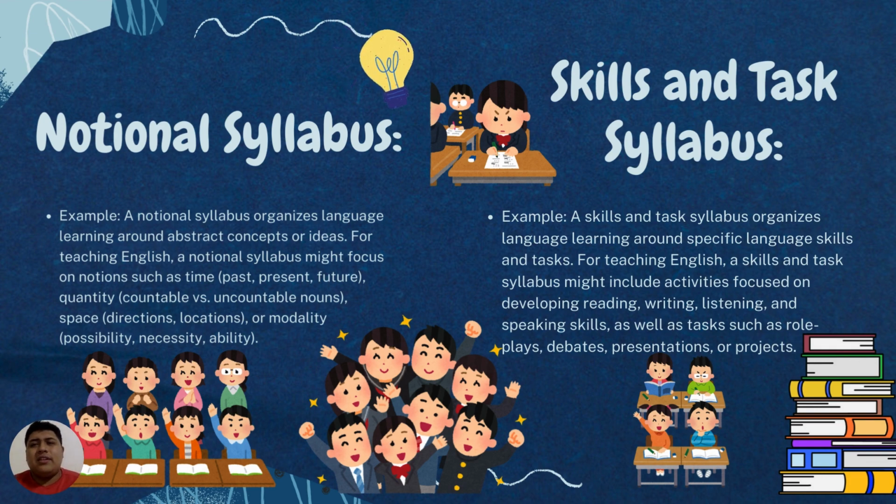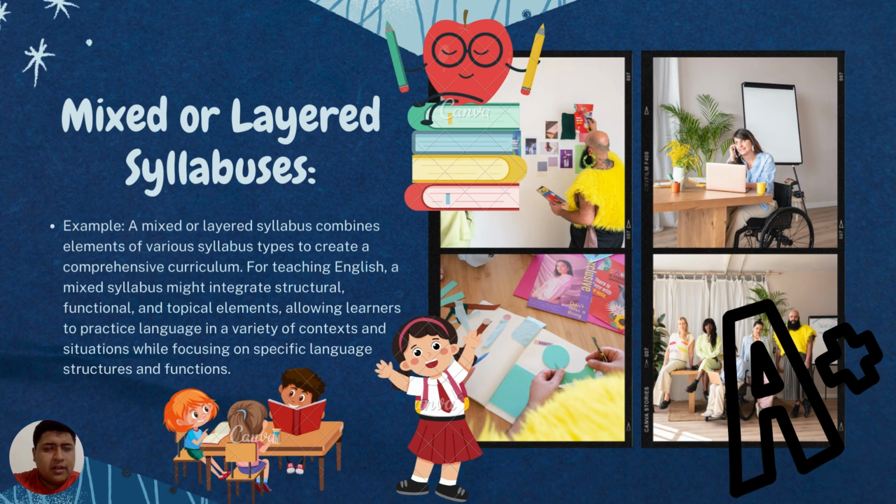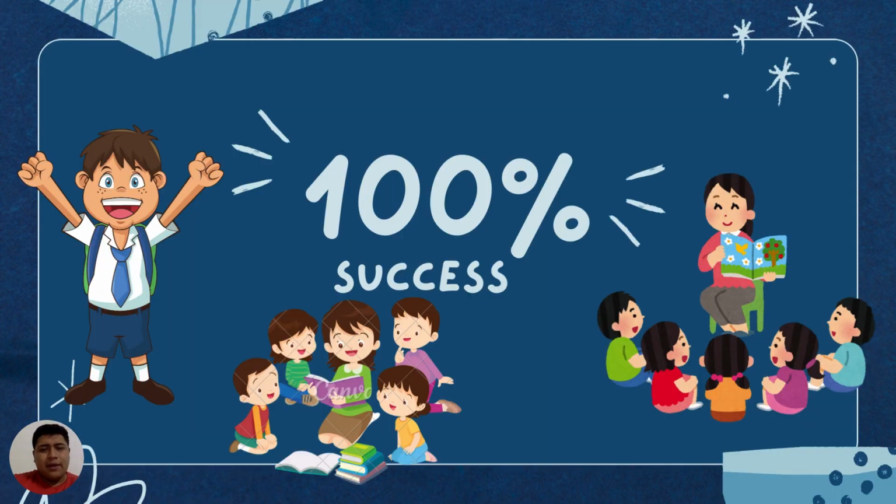Skills and task syllabi might include activities focused on developing reading, writing, listening, and speaking skills. These are the four skills for teaching and learning English. And then finally, a mixed syllabus uses a variety of contexts and situations while focusing on specific language. This is my video. Thanks.